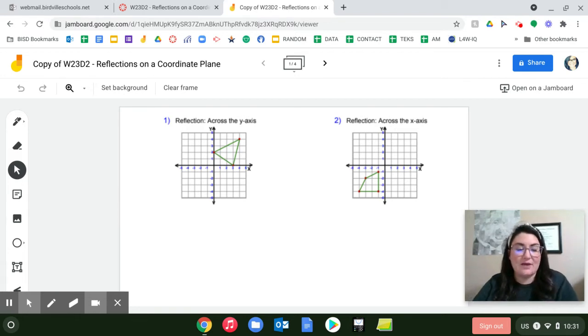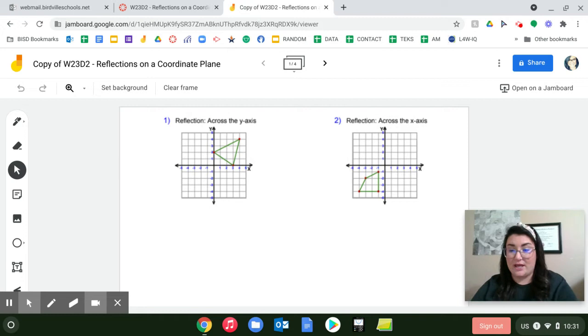So today what we are going over is reflections on a coordinate plane. So we have done translation, where it slides around up, down, left, right, or rotation, where it rotates around the origin. Okay, we've done that. Today we're talking about reflection, which remember is like a flip. You can reflect over the y-axis or you can reflect over the x-axis from top to bottom.